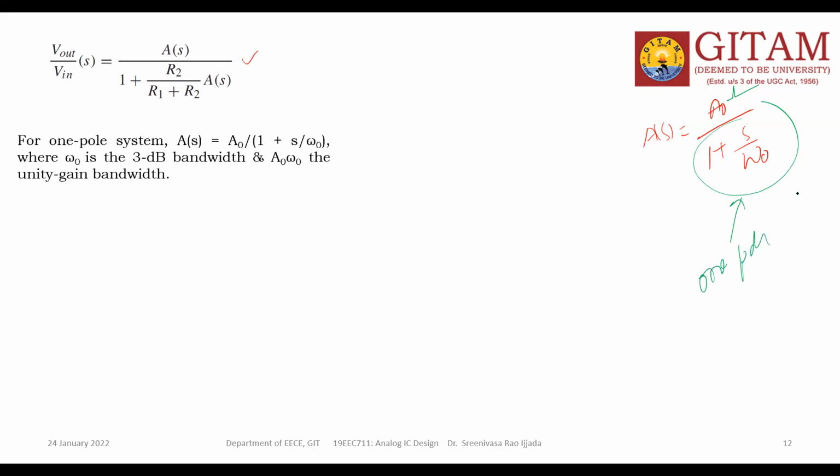So I took that structure. One pole system is nothing but A of S is equal to A naught by 1 plus S by omega naught. What is the A of S? Open loop transfer function, otherwise open loop gain. Open loop gain is A naught by 1 plus S by omega naught.